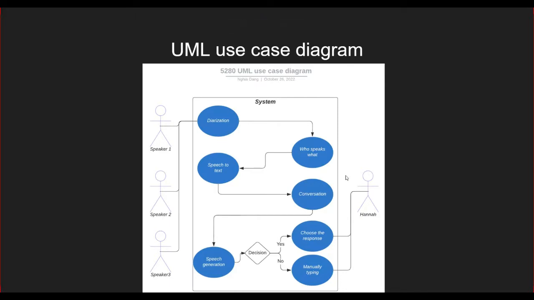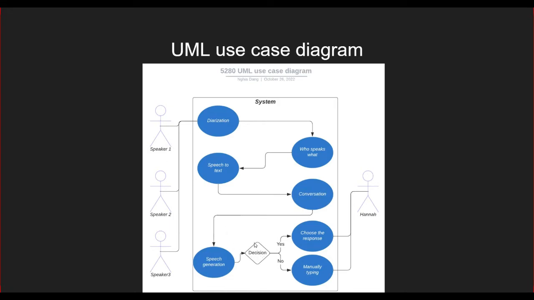So first, with the speakers around HANA, the diarization model determines who speaks what, and then it converts the speech to text, and then it goes to the conversation model. Then it will generate the responses to the specific speech by the speakers.